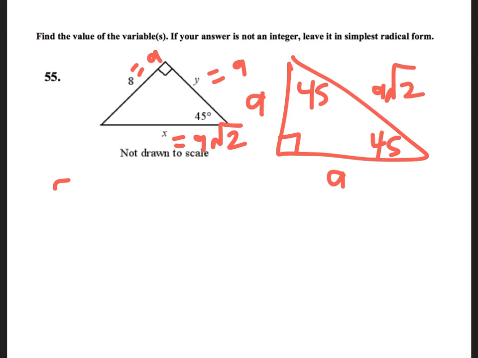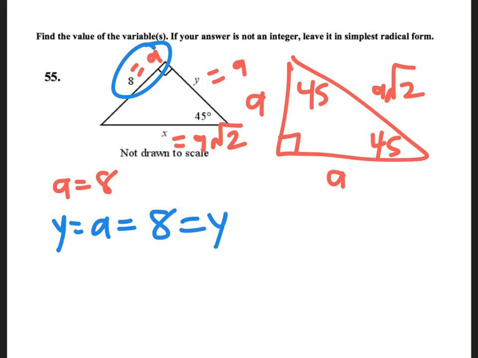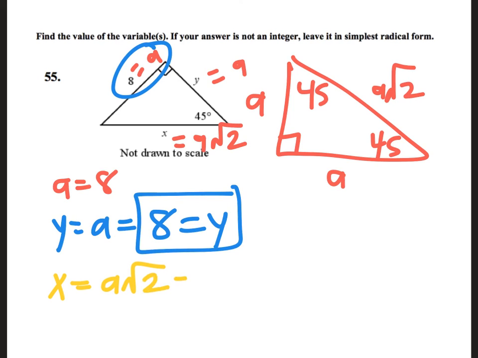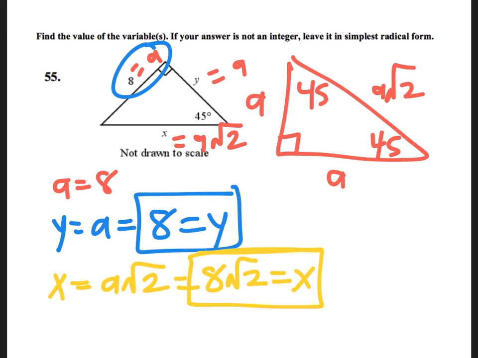Again, I know A equals 8 because we have it right here. Y equals A, which is also going to be 8. And then my last one, we know X equals A times the square root of 2. Again, A is 8, so we have 8 root 2, and that's going to be our value for X. Again, this is another one where you just had to plug in your answers, and you're good to go. Leave your square root, don't multiply. She's beautiful just the way she is.